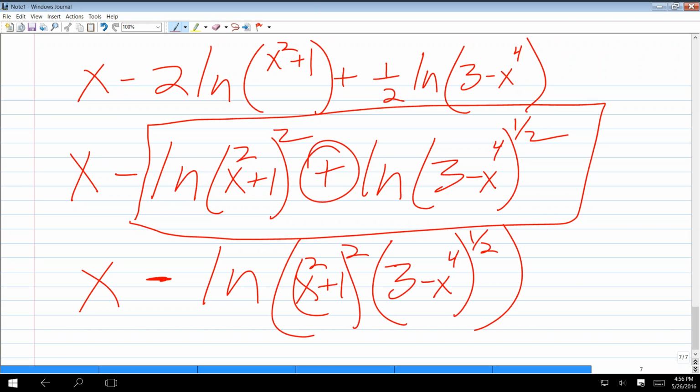And is that as condensed as we get? That's as much as you can do. Yeah, I mean, I could expand that, but I can't expand that. In other words, I don't know how to take the square root of 3 minus x to the 4th. I certainly know how to square x squared plus 1, and I could do so. So if there's anything more that can be done, I can square this, but it doesn't look like I can simplify it. In other words, once I square that, I'm not going to have anything that resembles this.